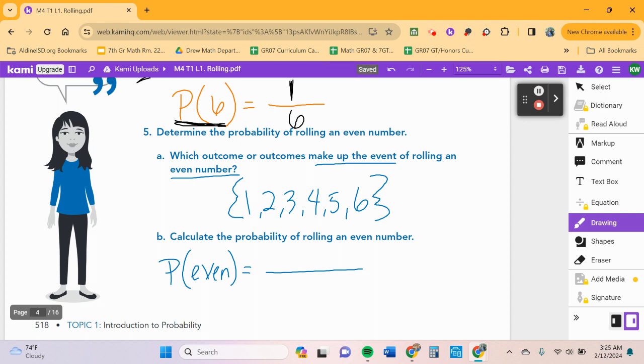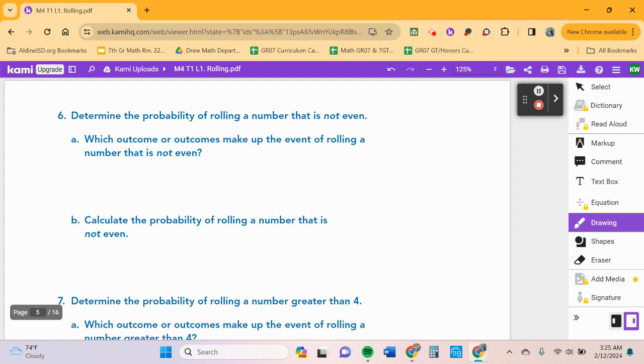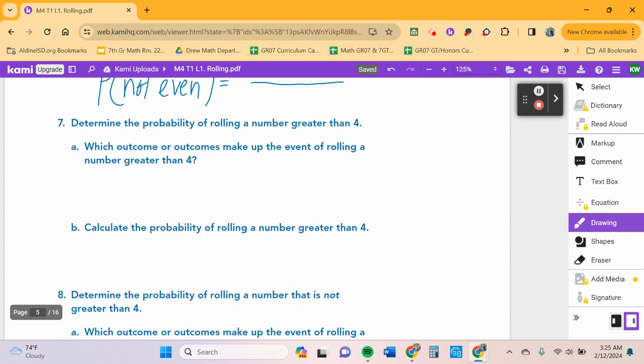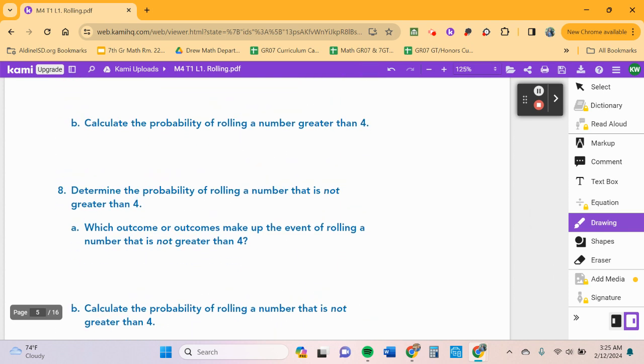Now, I'm about to pause you in a second. You're going to complete number 5A, 5B. Then you're going to complete 6A and 6B. Here you're finding the probability of rolling a number that is not even. So that would look like the probability of it being not even. And then you're also going to complete 7A, 7B, 8A, and 8B. And then when you come back, we will compare our answers.